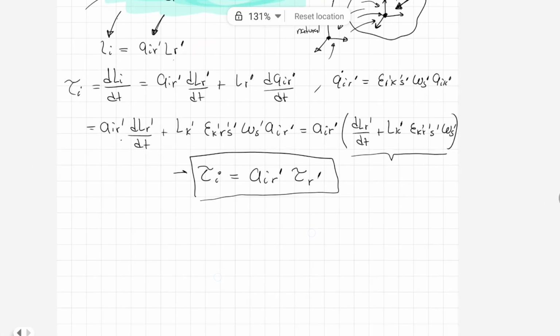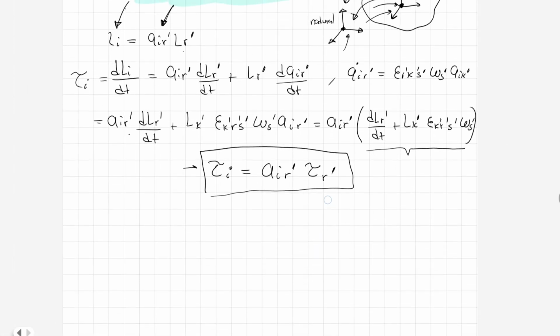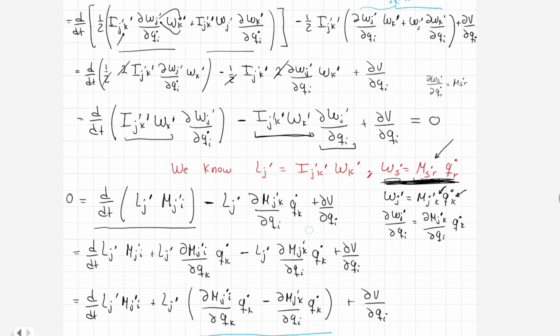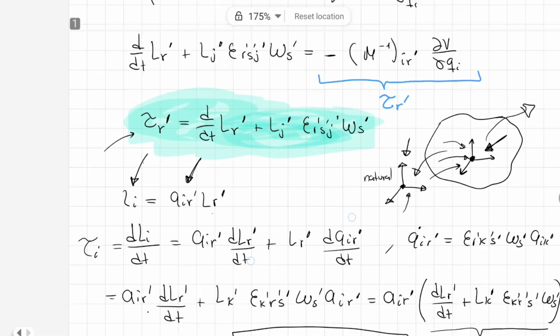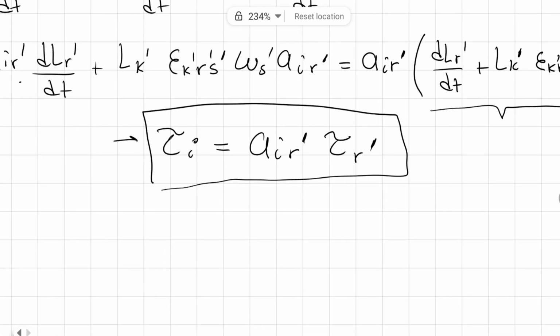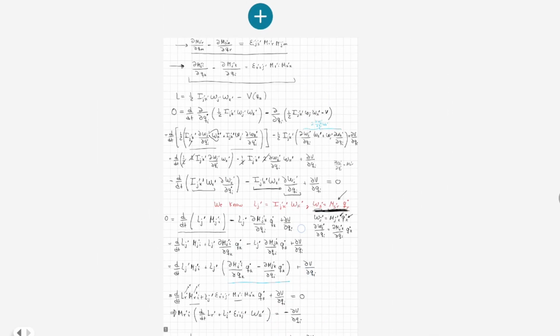Okay, and this is the result that I wanted to achieve. This will be the end of this lesson. Just remember, these are the Euler equations, and this is an equation that relates the torque measured in the natural coordinate system and the torque measured with respect to the fixed basis on the rigid body. Perfect. So this will be a good place to finish the lesson.